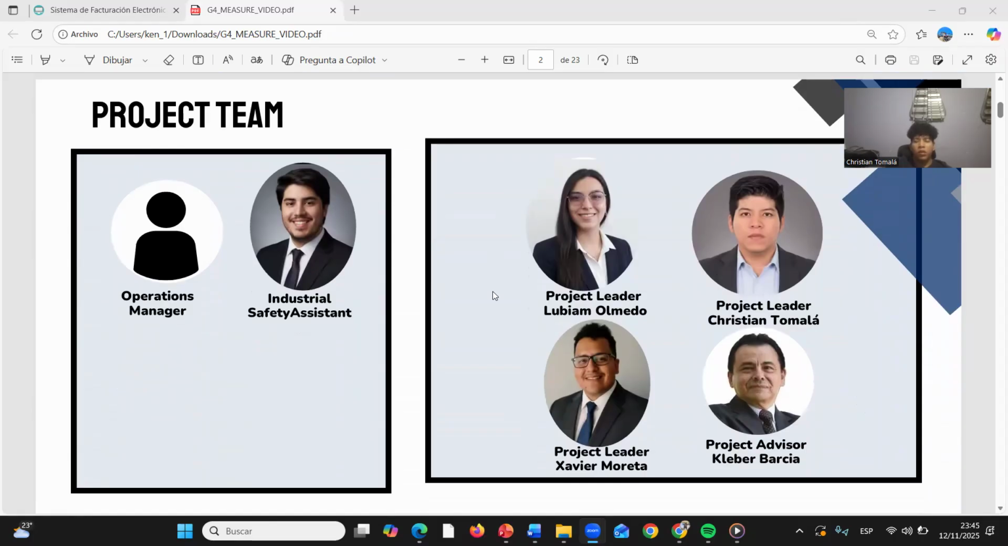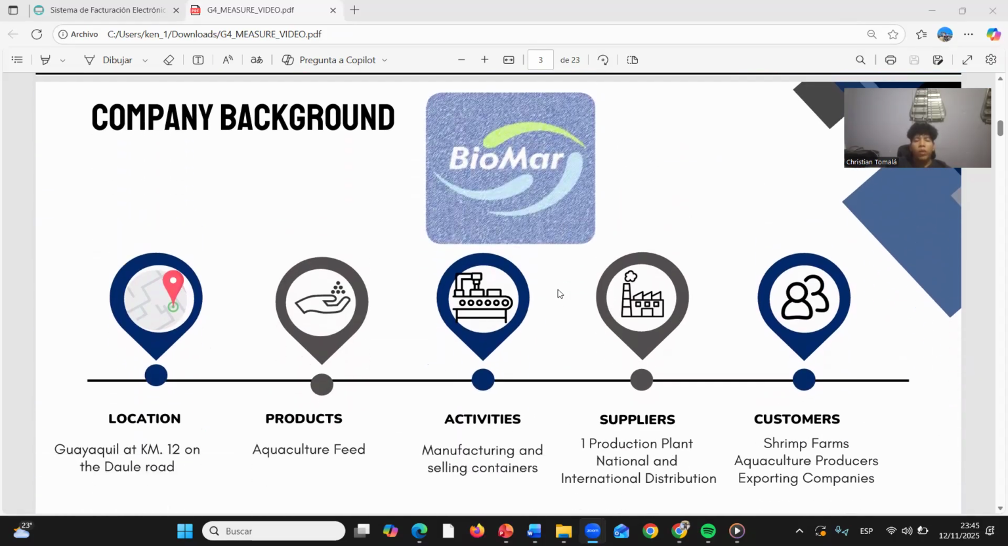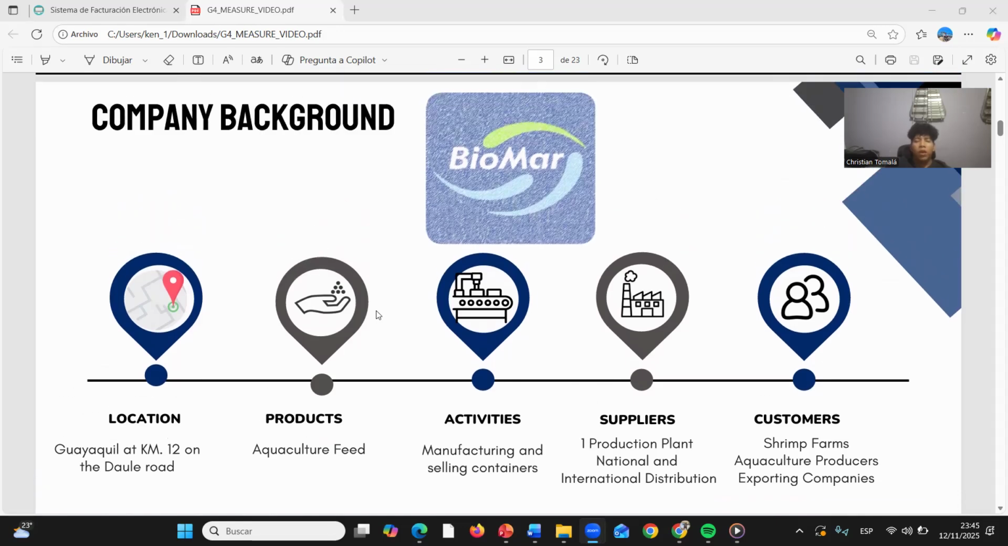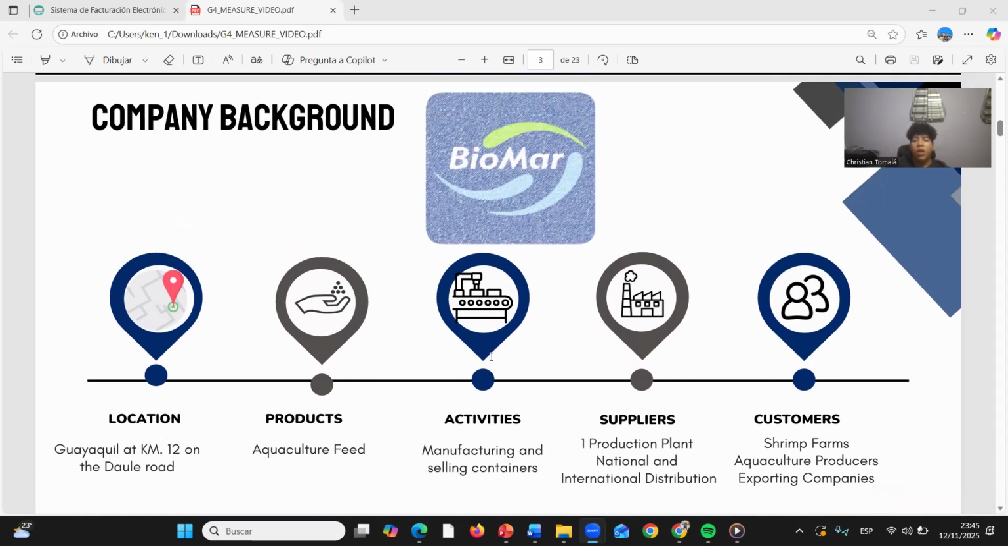So our team is Christian Tomalo, Luis Olmedo, and Javier Moreta. About our company background, this company is located in Guayaquil, to be exact in Daule. The product this company produces is aquaculture feed, specifically shrimp food. The activities are basically manufacturing and selling these products to many farms.